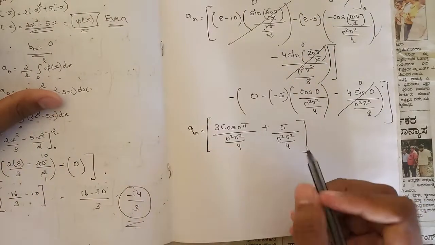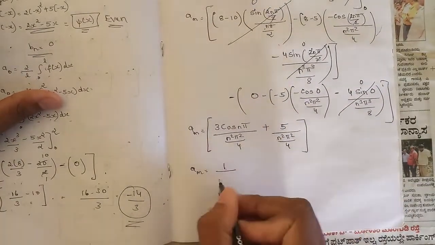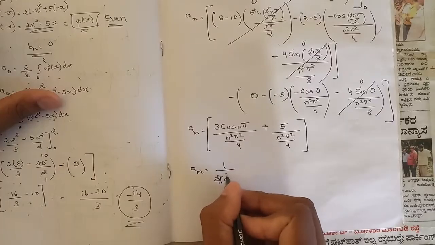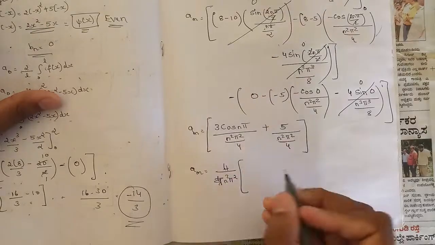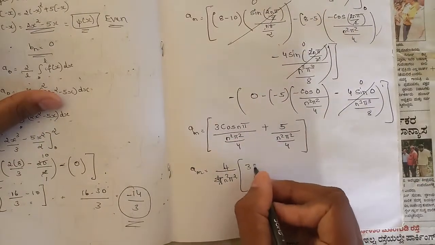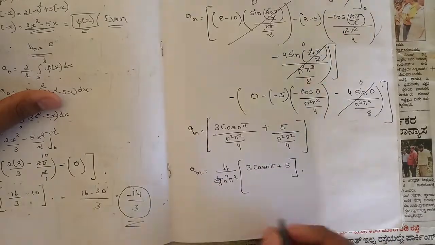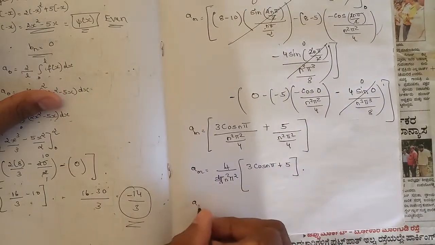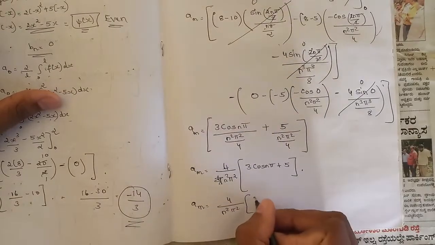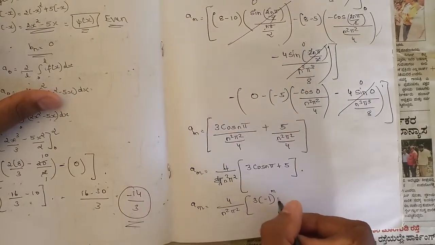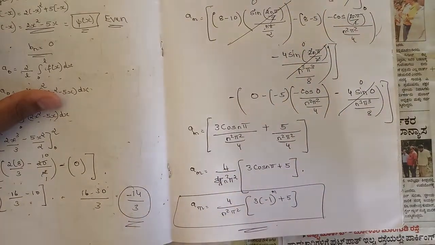After taking common, take its reciprocal and take that outside. 1 divided by 4 divided by n square pi square, take that outside and write the remaining terms: 3 cos n pi plus 5. So yeah, this is the final answer we are getting. 3 into minus 1 to the power n plus 5. So this is the required value of an.